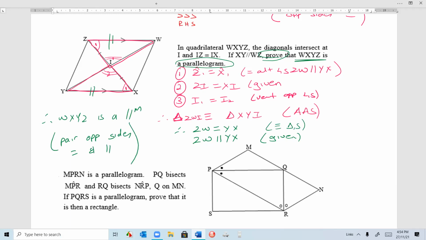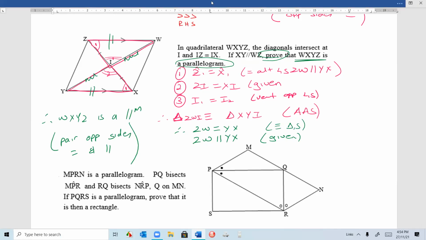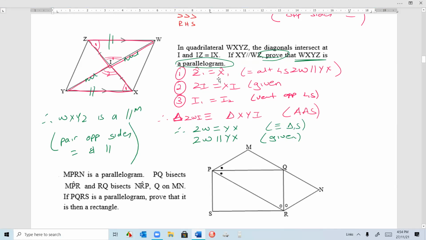And if we used the other way, if we went to say YI is equal to IW, then our reason would have been diagonals bisect each other. Any questions? Let's move on.